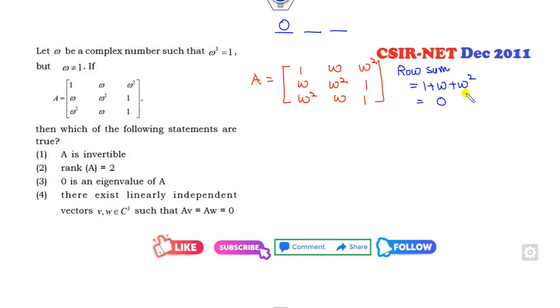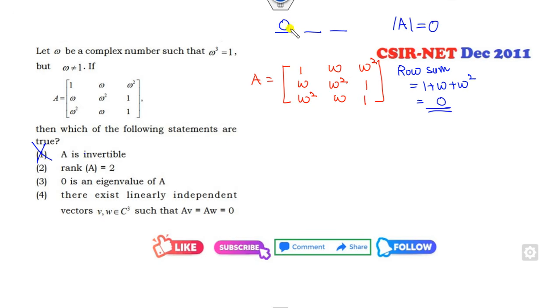Column sum is also the same. Make sure that if the row sum is 1 plus omega plus omega square, and column sum is also 1 plus omega plus omega square, it doesn't mean that there are two eigenvalues equal to 1 plus omega plus omega square. Fine. Now 0 is one eigenvalue. What is the meaning of that? Determinant will be 0. So A is invertible, wrong.